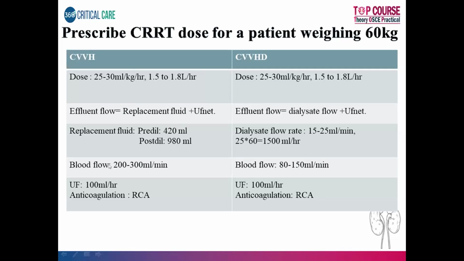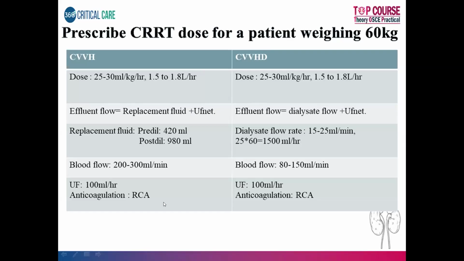And additionally, the blood flow. As I told, blood flow in CVVH is slightly higher than in CVVHD, around 200 to 300 ml per minute. So start with 200 ml per minute. And the anticoagulation we use is regional citrate anticoagulation. So this is how you give a prescription for CVVH. What is the dose? What is the effluent flow? How do you divide this effluent flow into ultrafiltrate and replacement fluid? What should be the blood flow? What should be the anticoagulation?